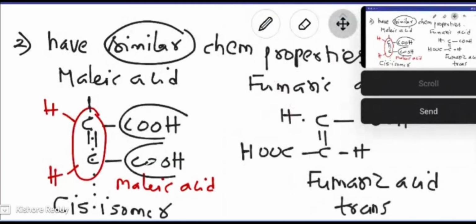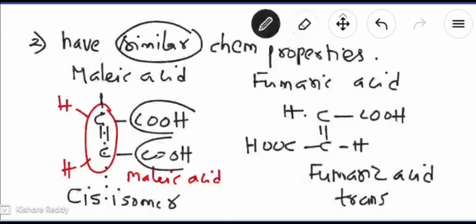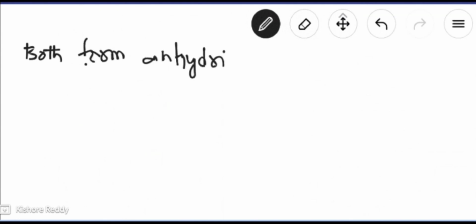Clear? Everyone understood this? Now they are telling they can be heated and form anhydride. Okay, so both form anhydride on heating. Can you tell me what is meant by anhydride? Yes, what is anhydride?